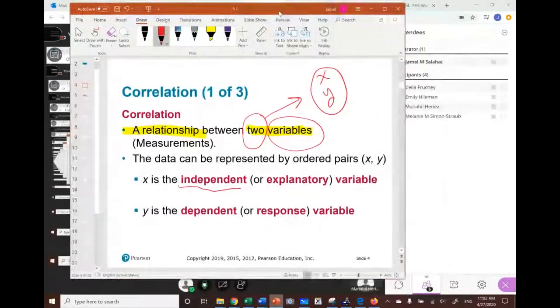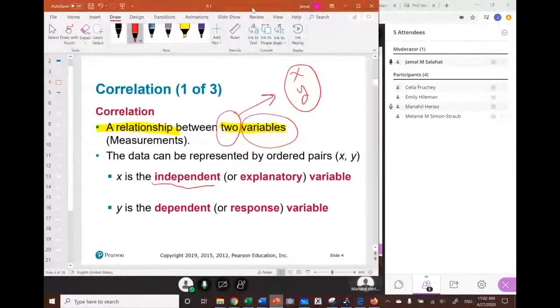So again, we're going to talk about correlation, the relationship between two variables. We're going to call one of them X, one of them Y. X is called the independent variable, from the word explain. X explains the second variable, which is the dependent variable. We're going to call it Y, or we're going to call it the response.